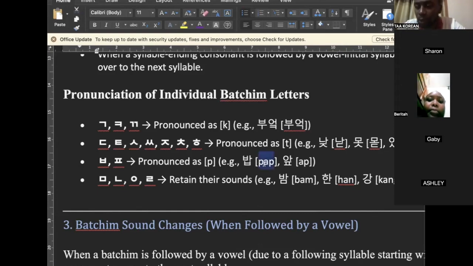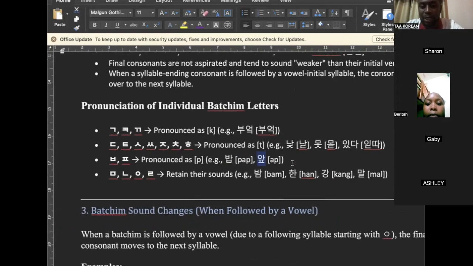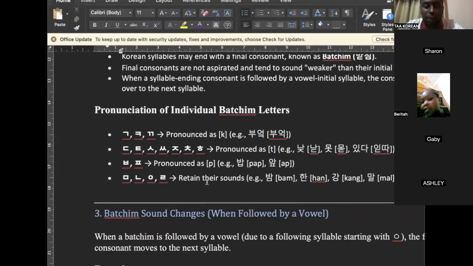Pab. It only kind of appears as a B when we have a silent letter to move the B to. Otherwise, this is pap. This is up. Okay. Up. P is pronounced as P in this instance. It has no complication.